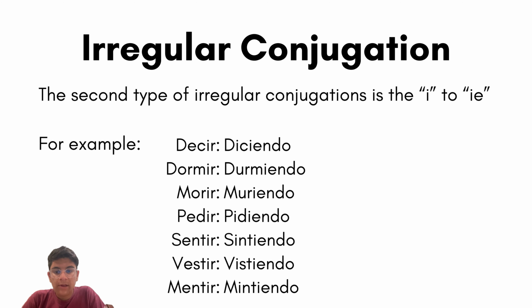The second type of regular conjugations is the I to IE. For example, decir becomes diciendo, dormir becomes durmiendo, morir becomes muriendo, pedir becomes pidiendo, sentir becomes sintiendo, vestir becomes vistiendo, and mentir becomes mintiendo. Let's look at some examples of sentences using these.